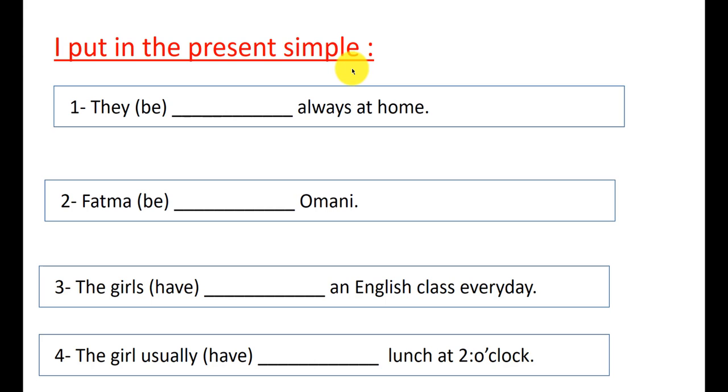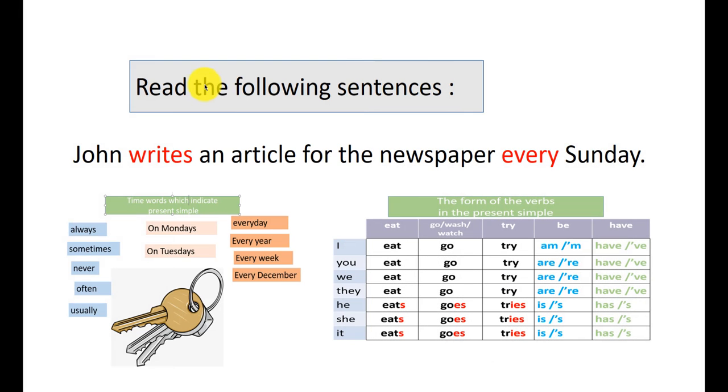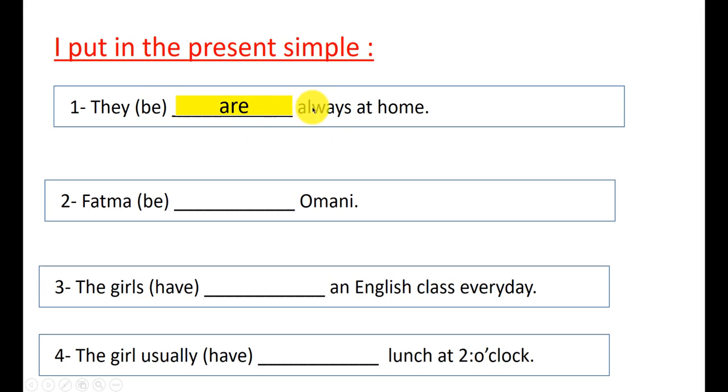Now we read together. 1. They, the verb is be, always at home. So we have to put be in the present simple. So what have you done? I advise you to go back to the table. Yes, so our verb is be. And we have they. The verb is be at home every day. So be with they. What can we say? They are. Very good. They are always at home. Or you can say also they're. They're always at home. Good.